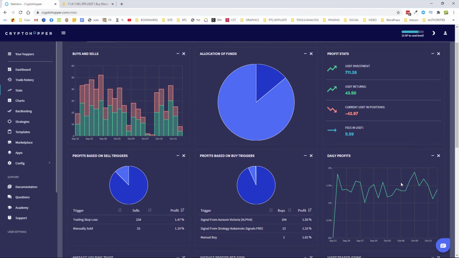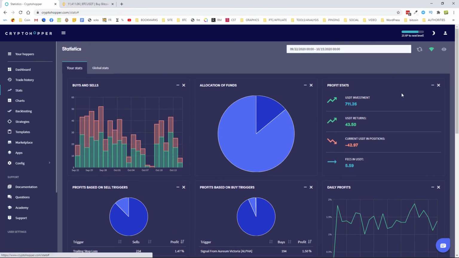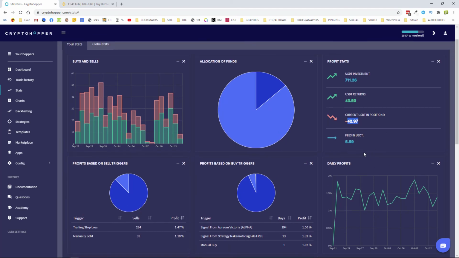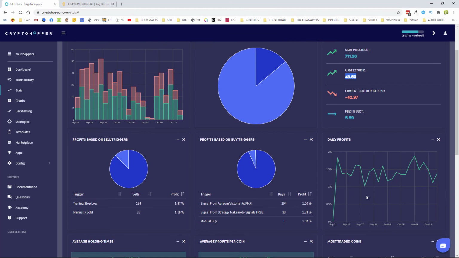All right, so here's like a stats page. As you can see right now, because of all those things I've got in the red, I am $42.97 down if I was to sell everything now. Okay, I have made $43.50 and a little bit more from my initial amount. On the first day, which was the 22nd of September, did I say October earlier? I meant September.